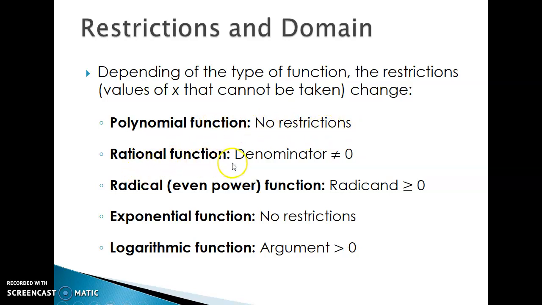For the rational function, the denominator has to be different than 0. So you need to do that and then find the value of x. For the radical with even power function, the radicand, that is the expression that is inside the square root, has to be greater than or equal to 0. Then for the exponential function, there are no restrictions, so that also means the domain will be all real numbers. And then for the logarithmic function, the argument has to be greater than 0.